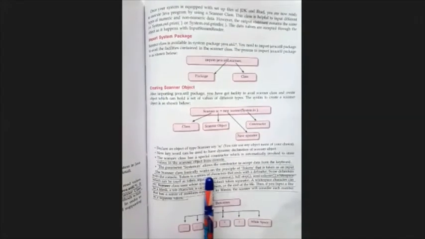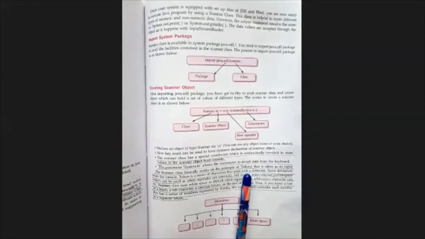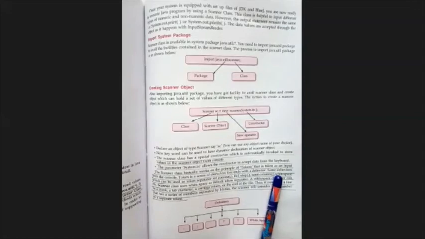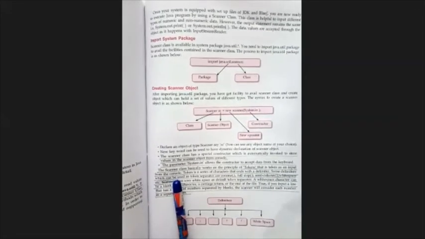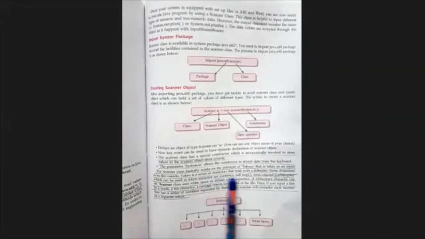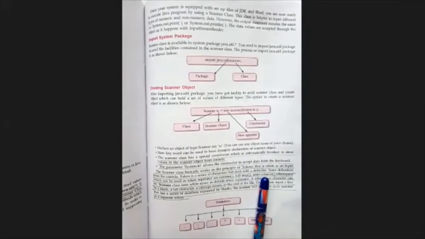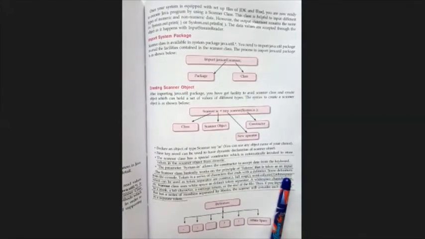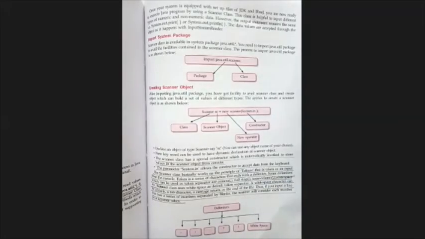The Scanner class basically works on the principle of tokens. This is very important. You may mark it with a pencil. The Scanner class basically works on the principle of tokens that are taken as input from the console. A token is a series of characters that ends with a delimiter. Some delimiters can be used as token separators, such as comma, full stop. These are all delimiters. The Scanner class uses white space as the default token separator.